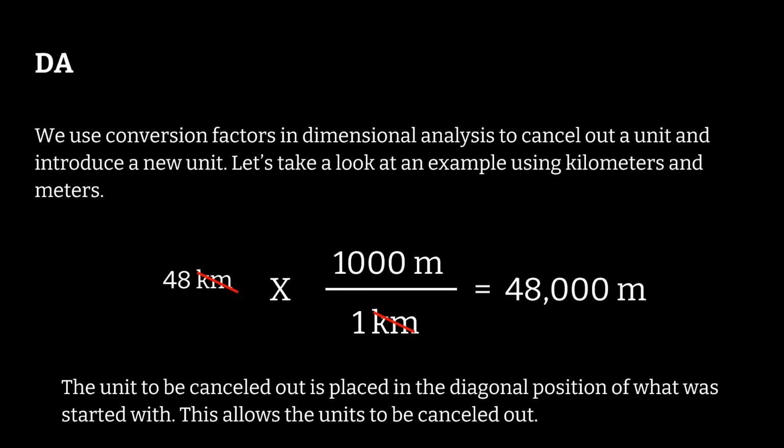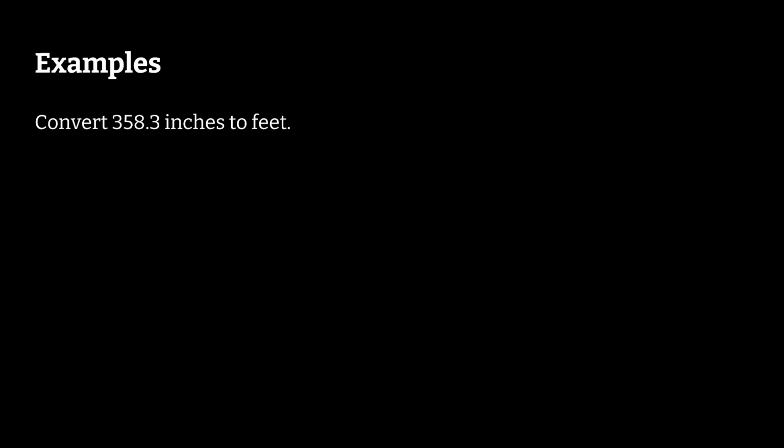Now, we use the conversion factor in dimensional analysis to cancel out a unit and introduce a new unit. So if we have 48 kilometers, we can then multiply by 1,000 meters over 1 kilometer. The kilometers will essentially be canceled out, leaving us only with our meters, and the meters is what we want to find from it. Let's go ahead and take a look at an example.